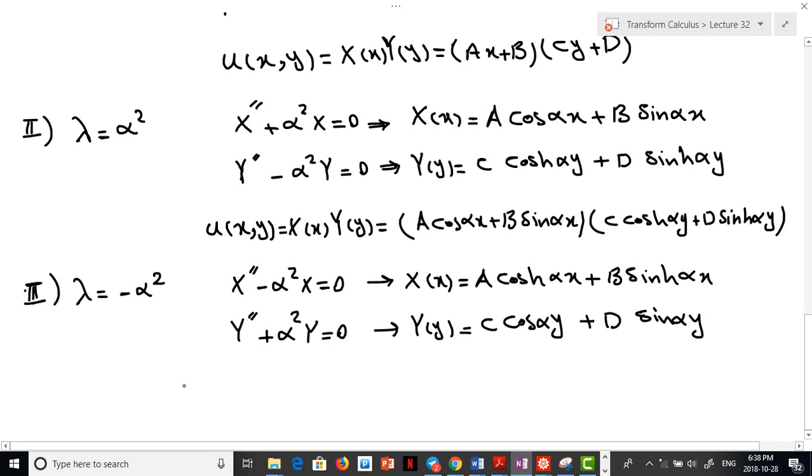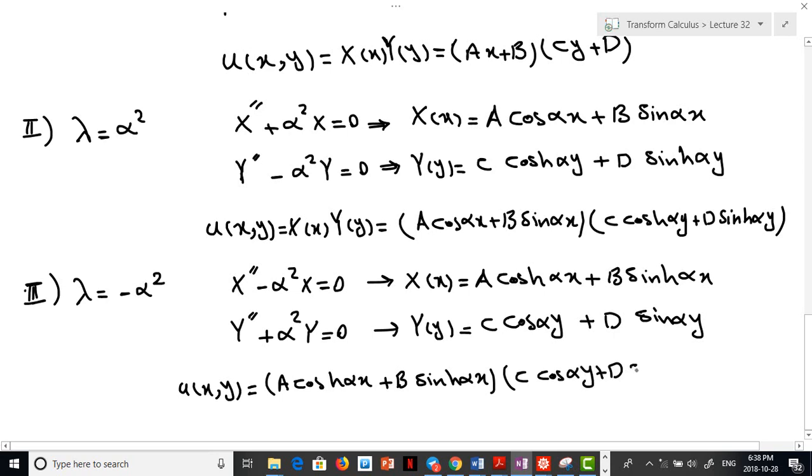So in this case, u of x and y is equal to X times Y. So it's equal to a cosine hyperbolic alpha x plus b sine hyperbolic alpha x times c cosine alpha y plus d sine alpha y. So we could find the solution of the partial differential equation when lambda is negative as well.